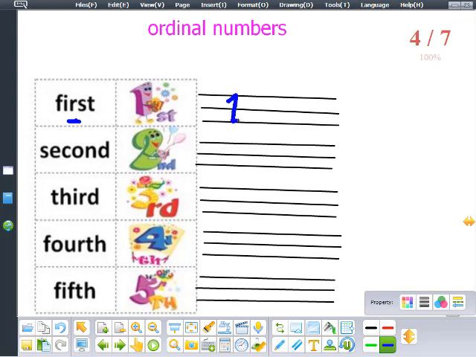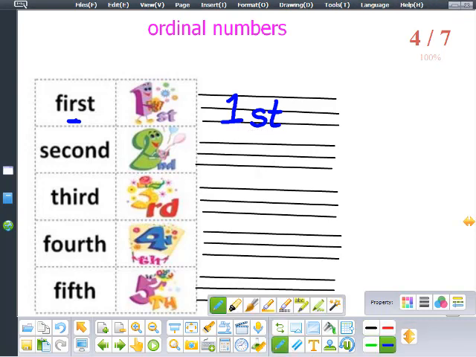Number 1, and we write ST. 1 ST is first. We say it's first because it comes as the first one. When it comes as number 1, we say it's the first.